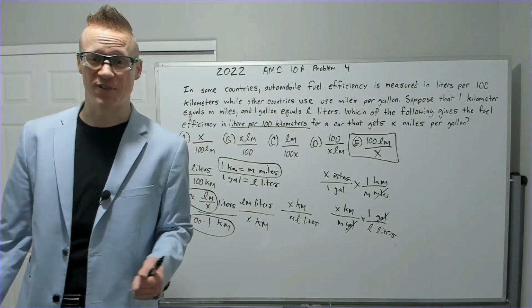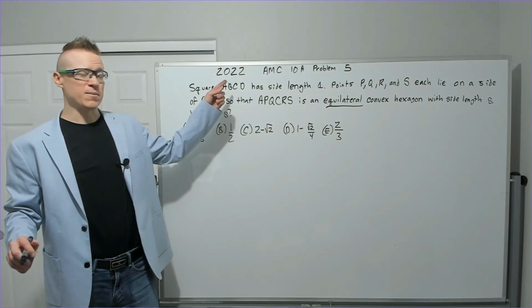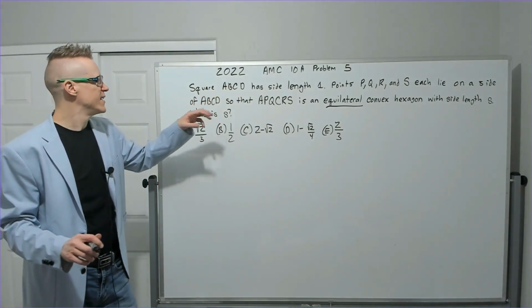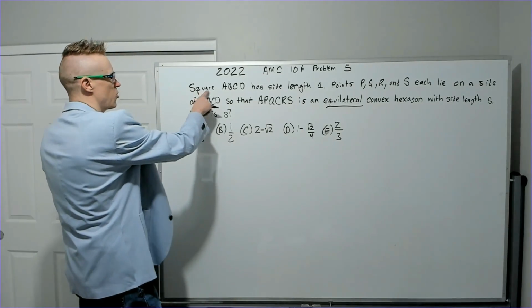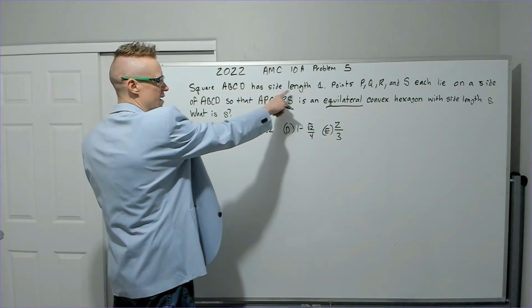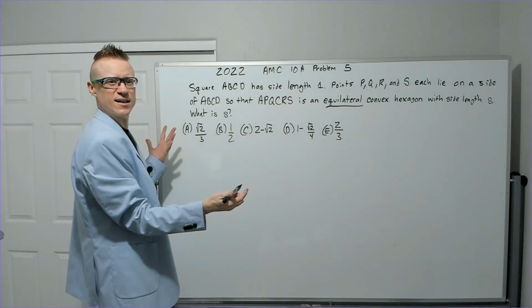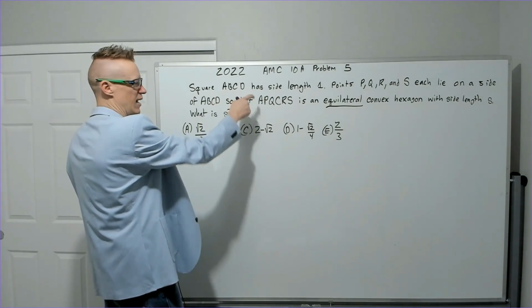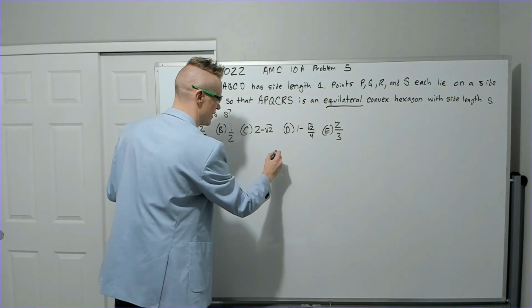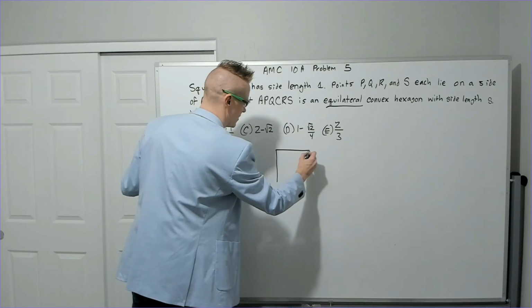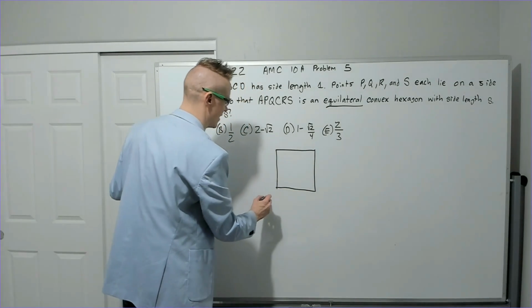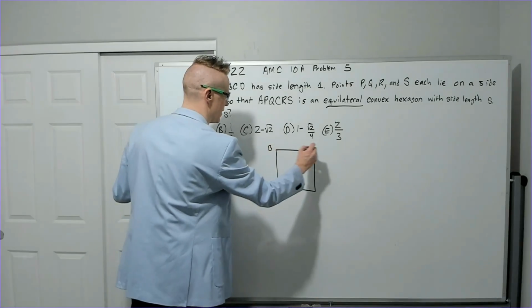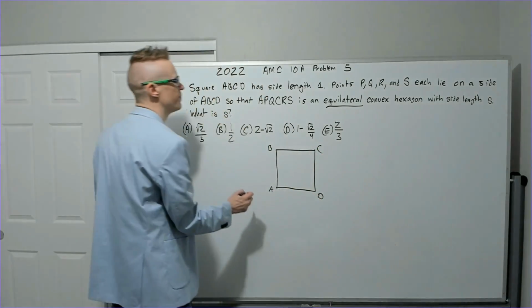Let's get to problem 5. And now for the final problem of this rapid fire set. The 2022 AMC 10A problem 5. Square ABCD has side length 1. Where is it? Oh, well, we don't have it, so we better draw it, right? So we've got square ABCD, something kind of like that. We'll say A here, B here, C here, D here.